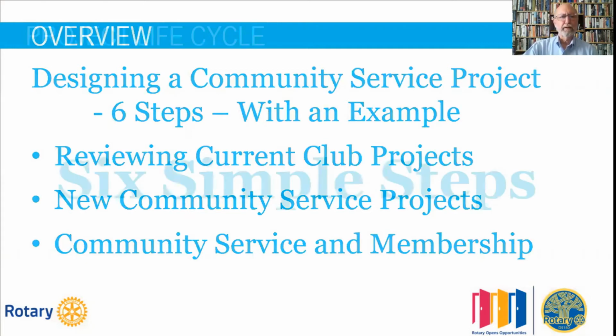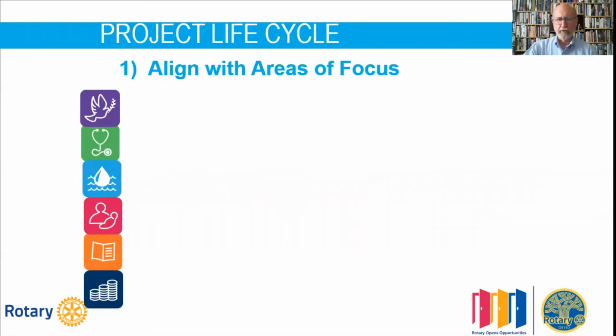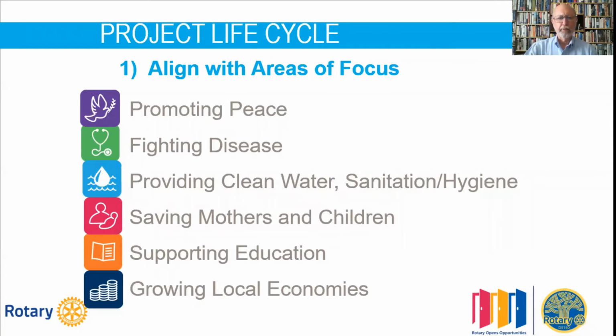So to begin, let's look at the 6 simple steps in setting up a community service project. The first step is that you should try to align your project with one of the 6 areas of focus that we currently have in Rotary International. There is no requirement that you align a community service project with an area of focus. However, it is a great way for any club to keep continuity going and to keep us in sync with what is happening in the international world and global grants.